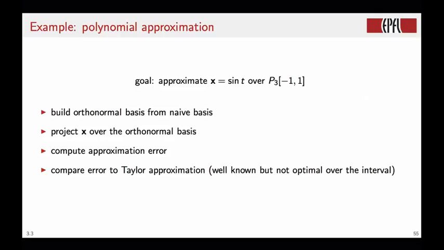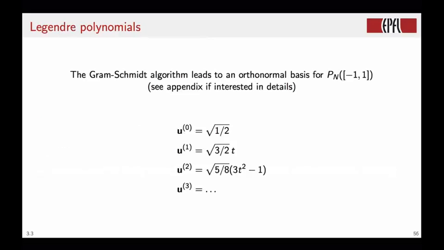Okay, we can compare this to the naive approximation, which would be Taylor approximation. It's well known, very useful, but it's not optimal, as we will see in just a minute. Okay, so from the naive basis, remember we have the naive basis, it's 1, t, t square, t cube, etc. That's a non-orthogonal basis, so we compute an orthogonal basis. There is a procedure to do this, which is called the Gram-Schmidt algorithm. It is explained in the appendix of this lecture. We are not going to do it in the main lecture.